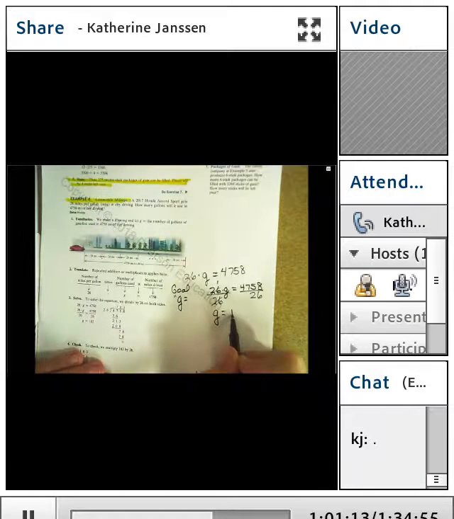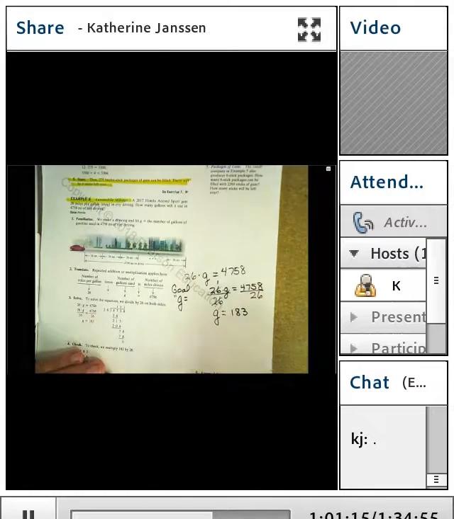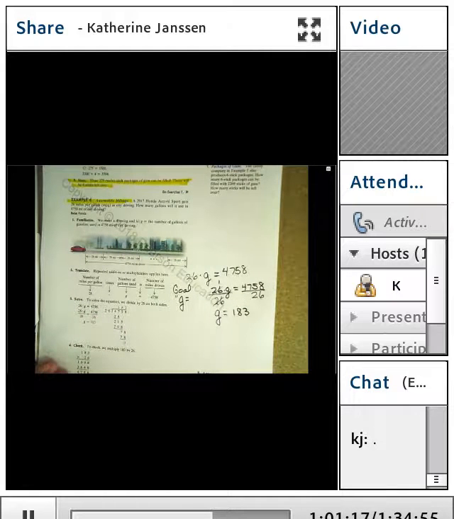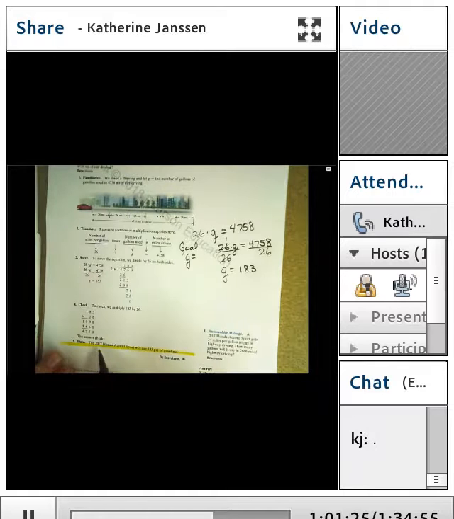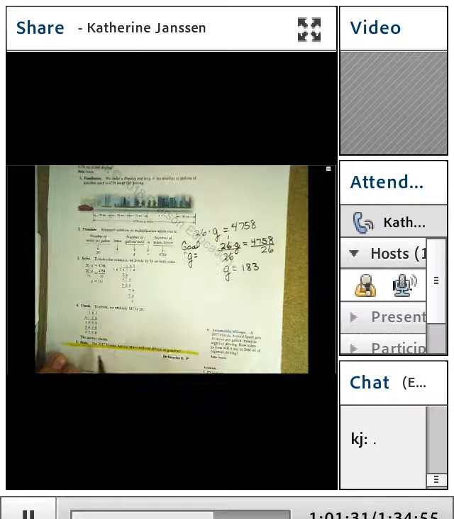So the gallons used was 183 gallons to travel 4,758 miles, knowing that I'm going to get about 26 miles per gallon. The 2017 Honda Accord Sport will use 183 gallons of gasoline, as we state our final answer in full descriptive sentence form.